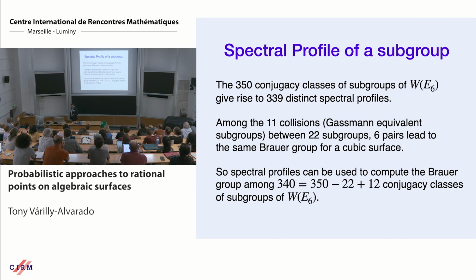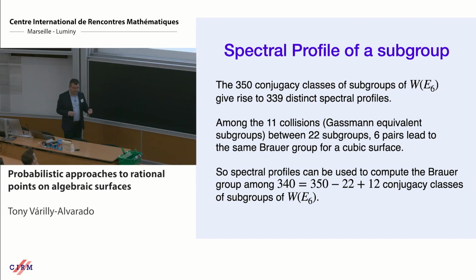The good news is that for 6 of those 11 pairs, since we're only interested in the Brauer group of our surface, it won't matter, because the Brauer group that you calculate out of them is the same. So even though we might not be able to identify exactly which subgroup it is, the Brauer group will be the same, so we're good. That leaves 5 pairs. So that's 10 subgroups of my 350 that I may not be able to use to compute the Brauer group of a cubic surface. But that does mean that there are 340 where I can work.